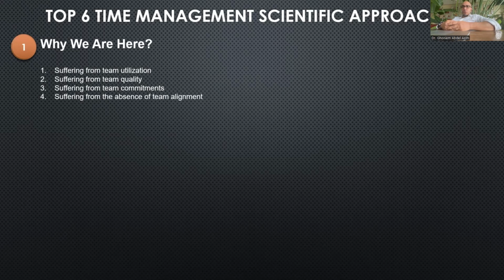So moving forward to the first pillar, why we are here. Most of the time, we are suffering from team utilization, and we can see that the team is not utilized, but we cannot quantify why. Number two, we are suffering all the time from the quality of deliverables by the team, even for internal or external stakeholders. Number three, we are suffering from the absence of team commitments.